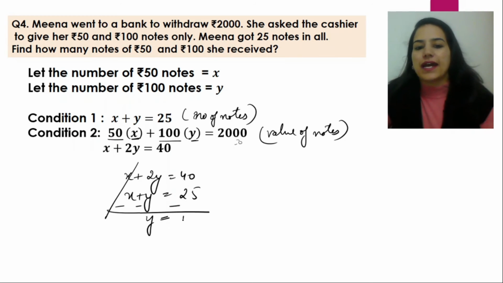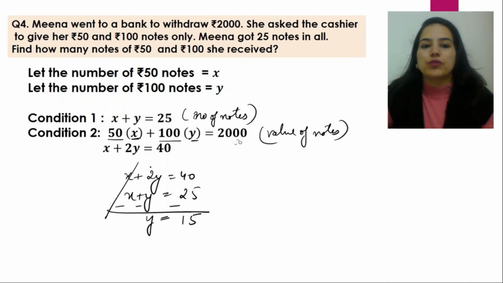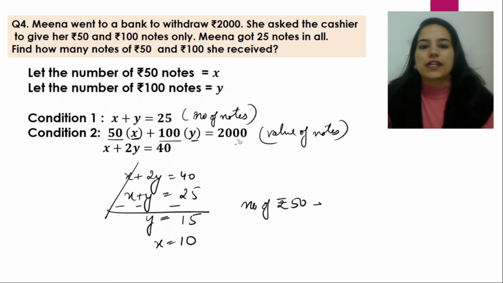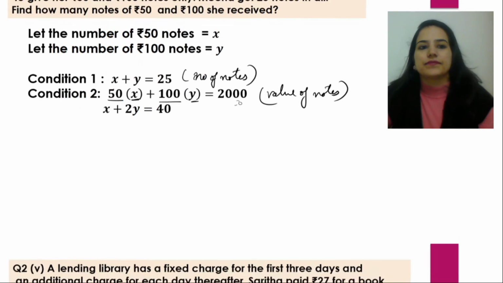y will be here as 15, right? So y is 15, and if I put back in x plus y is 25, I can easily say x is 10. So the number of rupees 50 notes is actually x, that is 10, and the number of rupees 100 notes is 15.